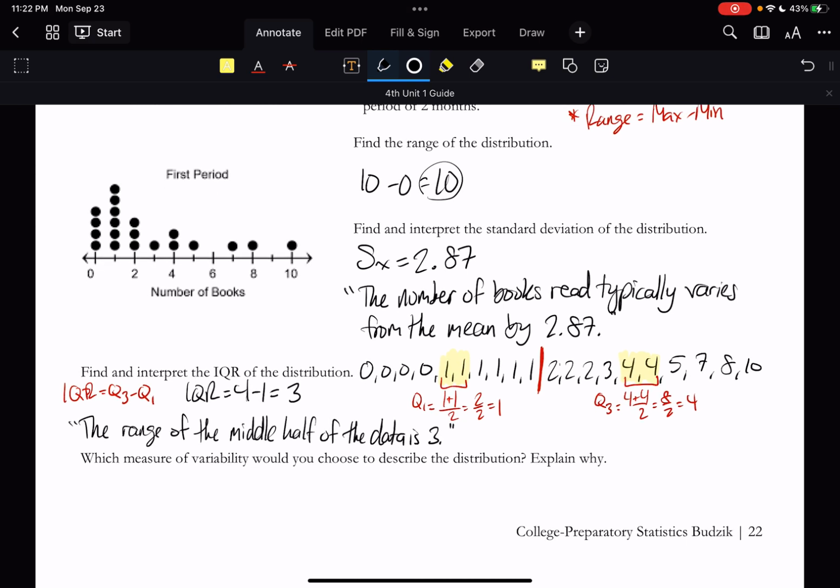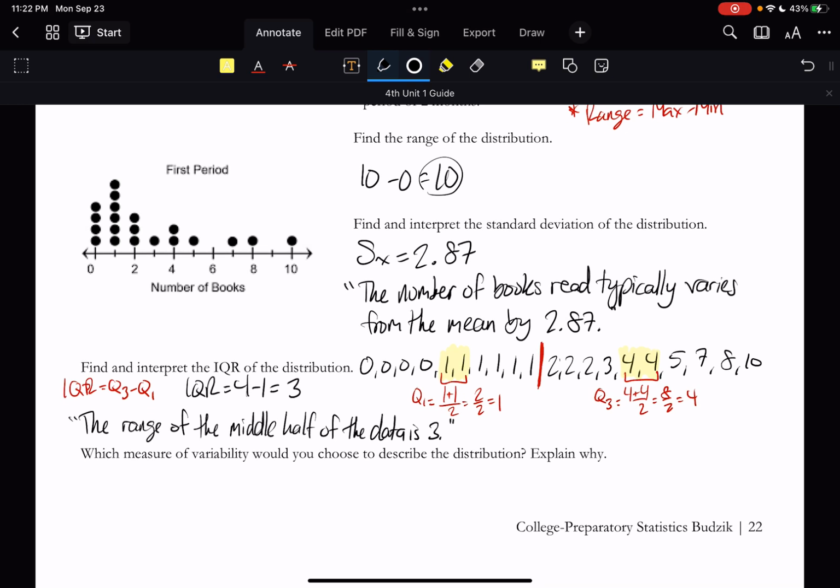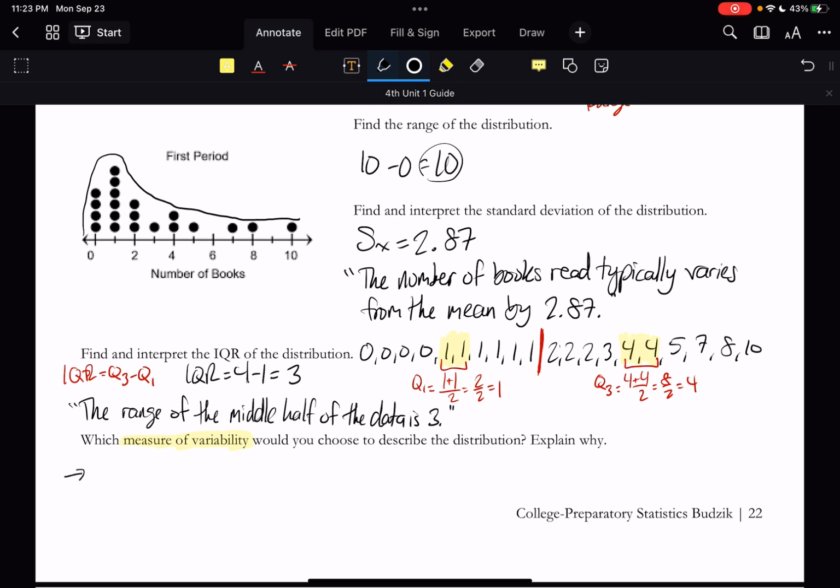Okay. Now, which measure of variability would you use to describe the distribution and explain why? So the measure of variability, now we're deciding between the standard deviation and IQR. So if I take a look at the shape of this dot plot, that is definitely skewed to the right. And again, in a skewed distribution, we are going to report the IQR. Okay, so I would report the IQR. And again, the reason why is because the distribution of books read is skewed right.